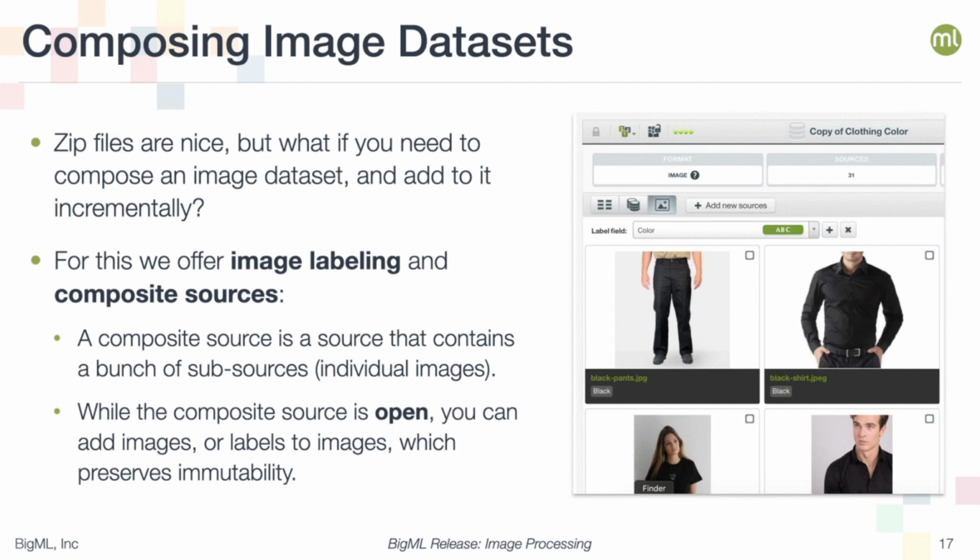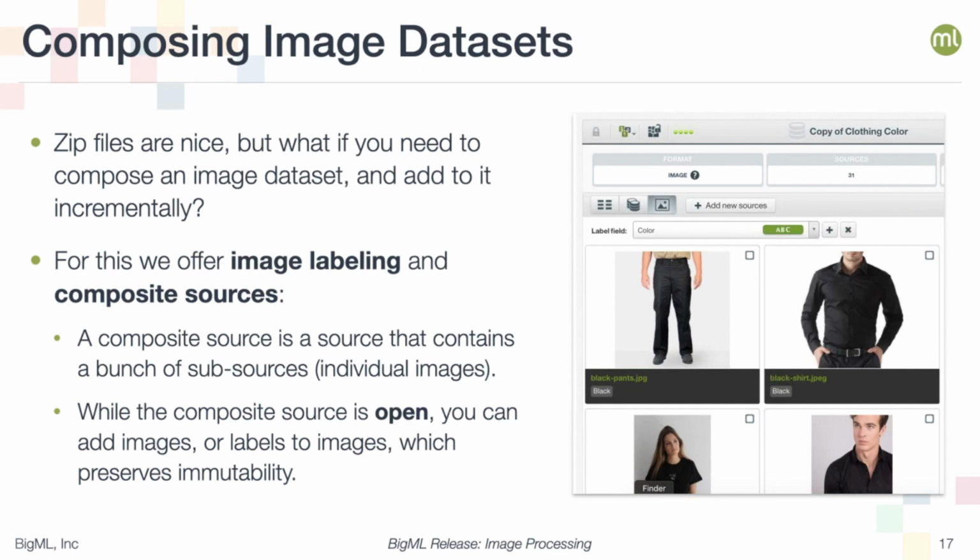All right, so zooming back in a little bit. As I said before, you can upload a zip file to the platform with a bunch of images in it, and you get a nice image data set. But what if we need to compose an image data set and add to it incrementally? For this, BigML's solution is image labeling and composite sources.